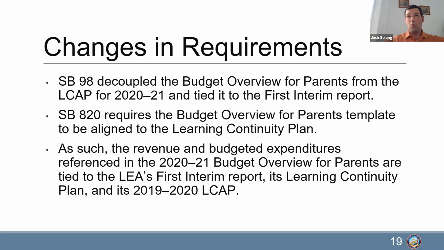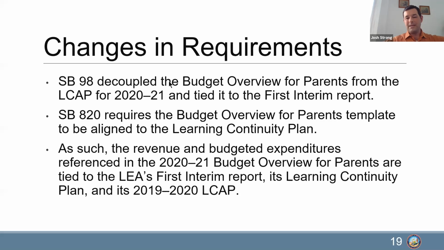And so when we were looking at this, the revenue and the budgeted expenditures that are referenced in the 2020-21 budget overview for parents are tying back to the LEA's first interim budget report. They're tying back to the district's learning continuity plan, and they're tying back to the 2019-20 LCAP.